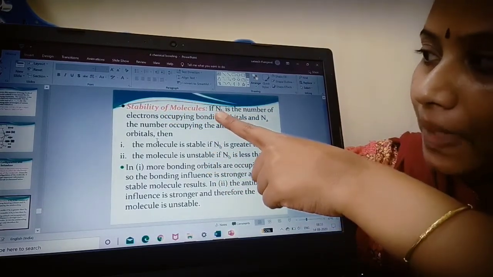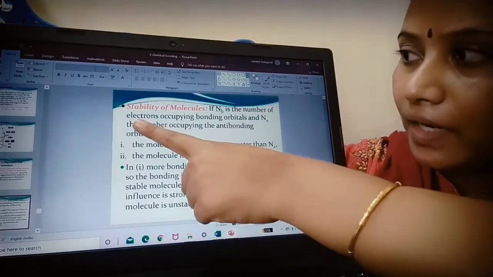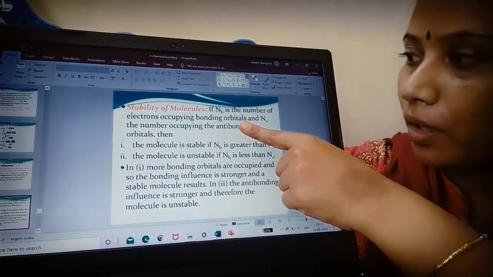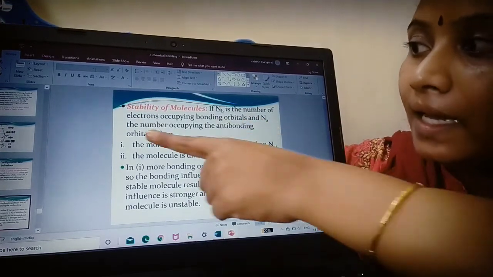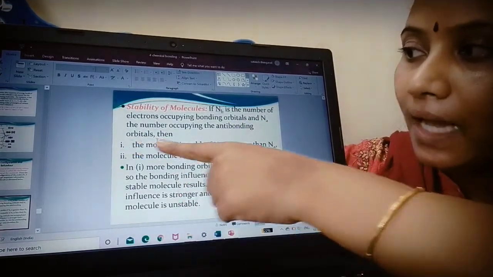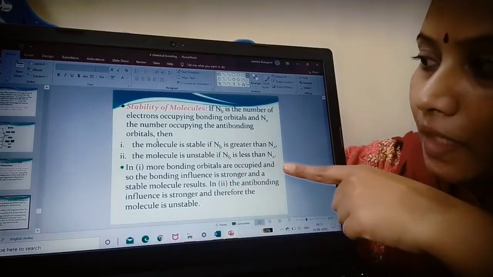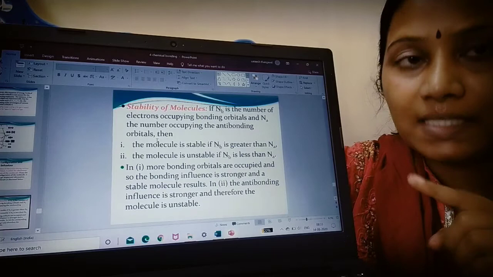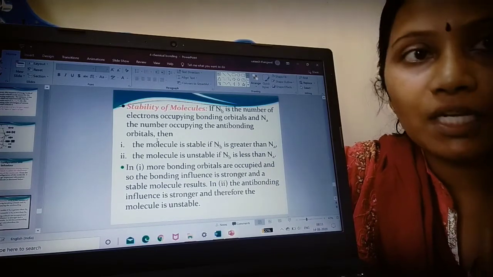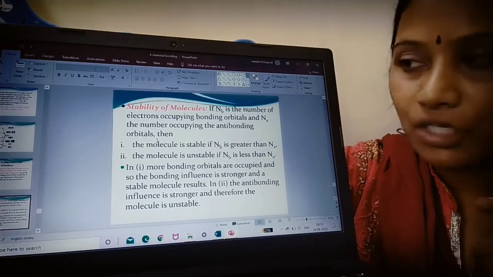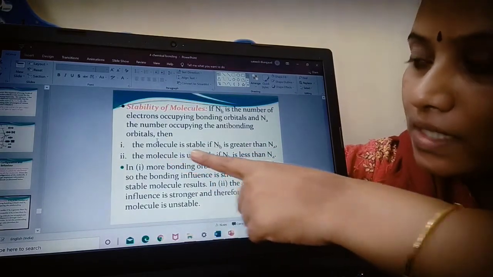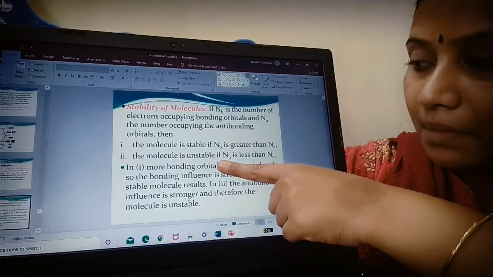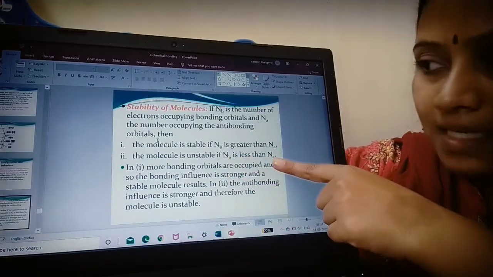Say for example, NB is the number of electrons which is going to occupy the bonding orbital. NB is for bonding orbital. And what is Na? It is nothing but the number occupying the anti-bonding orbitals. Now, I have always told you bonding is stable because energy is less. Anti-bonding is unstable because energy is more, repulsion is more than attraction. Now, a molecule is stable when bonding is greater than anti-bonding. A molecule is unstable if bonding is less than anti-bonding.